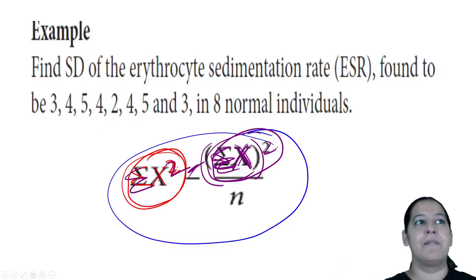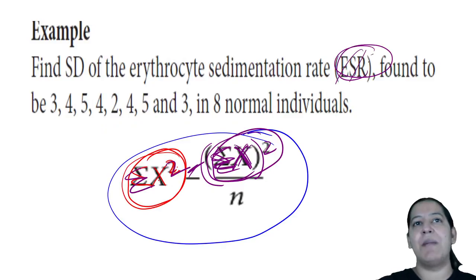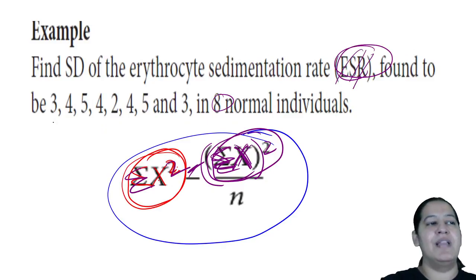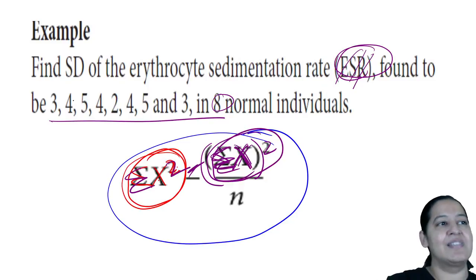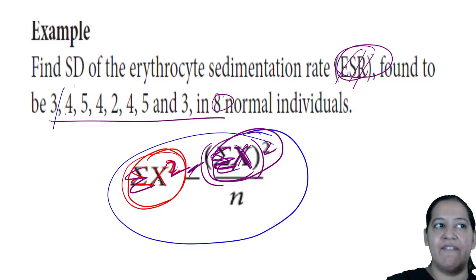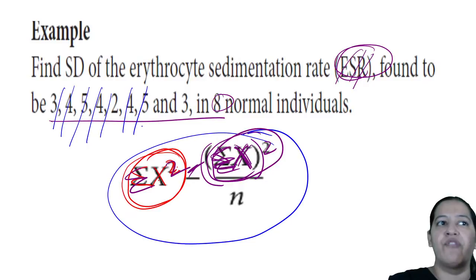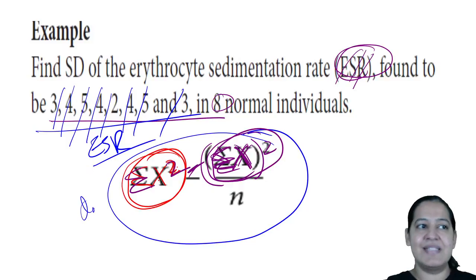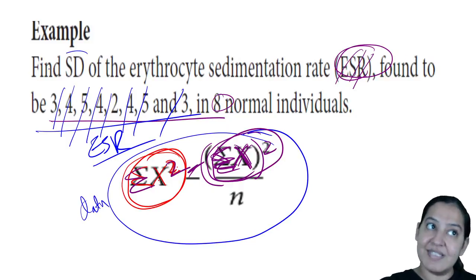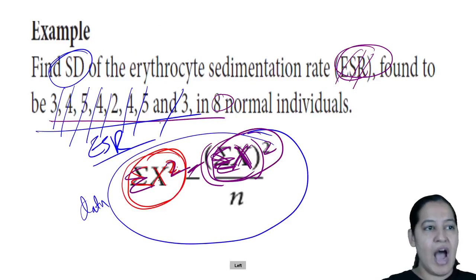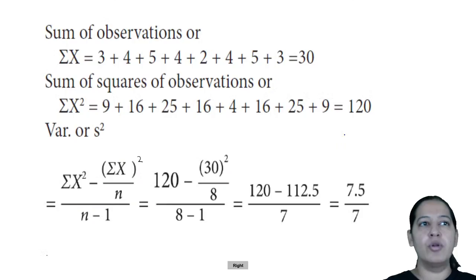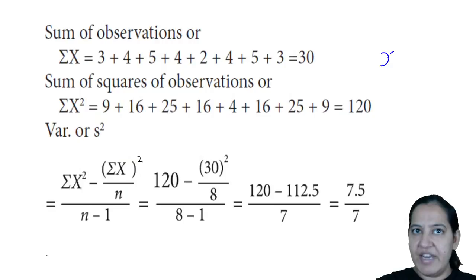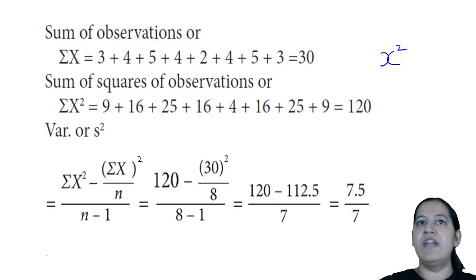Let me take an example. You can see the ESR, the erythrocyte sedimentation rate, of 8 people is given. The first person has an ESR of 3, the second has 4, then 5, 4, 2, 4, 5, 3. These are the 8 ESR values of 8 people. So this is my set of data. Find out the standard deviation of this data. I will find both these figures. I will take the individual variation, do the square of the individual variation, and then do the summation.